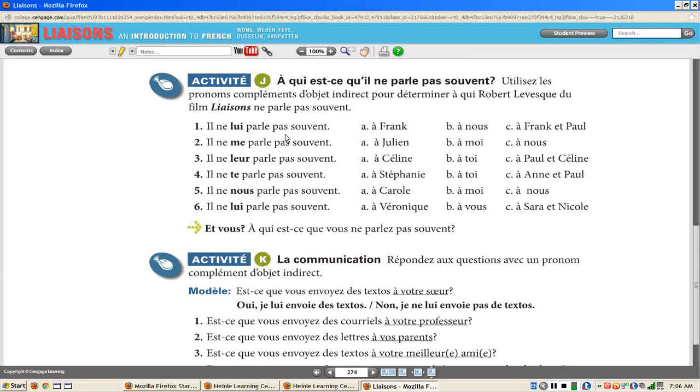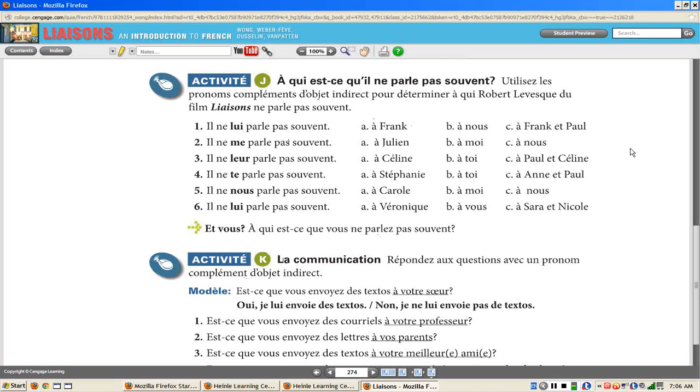But in French, parler à lui, parler à Robert. The indirect object is related to parler. It's not related to can. So you put it directly in front of the verb that it is linked to. Each object, whether direct or indirect, is linked to a verb. It receives the action of the verb directly, or indirectly, mediated through the preposition à. So, il ne lui parle pas souvent. He doesn't speak to Frank a lot.